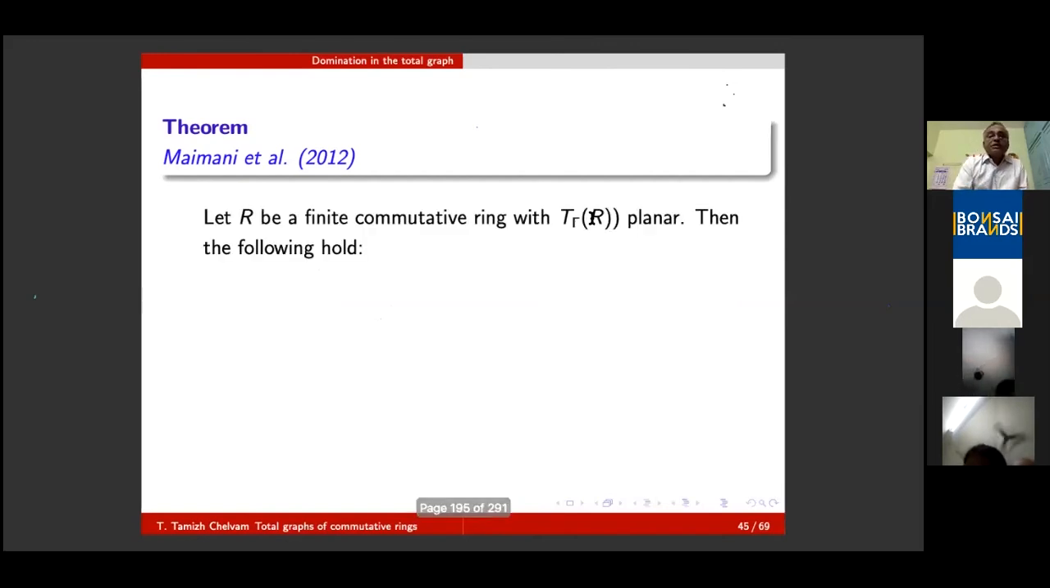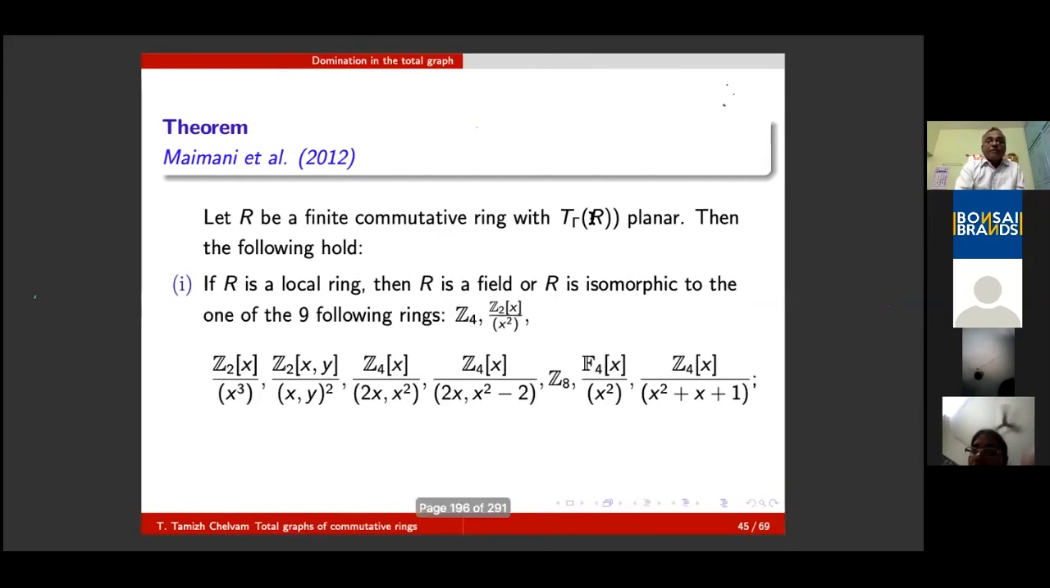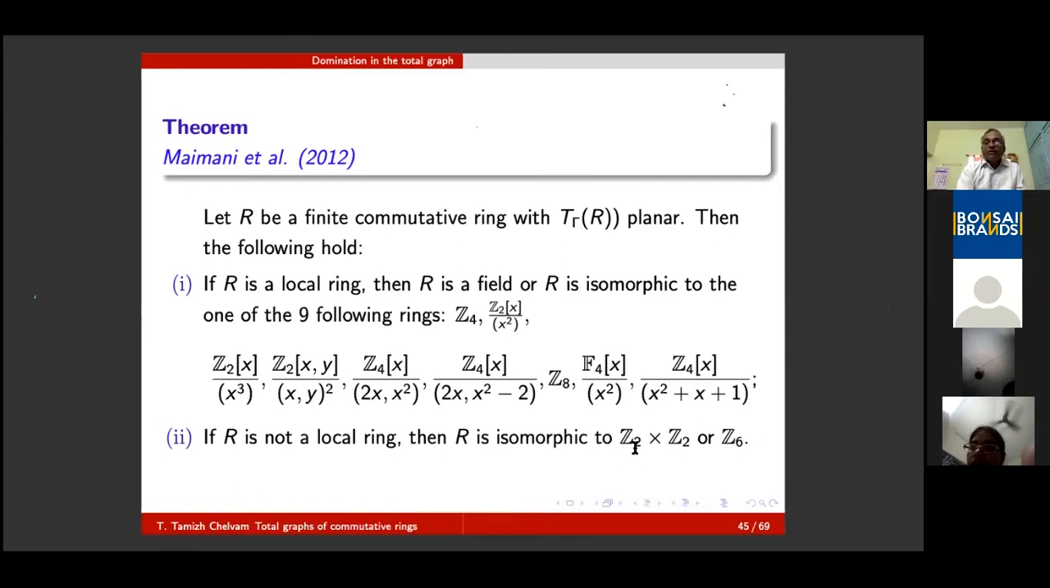As I mentioned earlier, Maimani et al., 2012, Rocky Mountain Journal of Mathematics: R is a commutative ring, and the total graph T gamma of R is planar. Then R is one among the following. Of course, you see there are only 9 rings in the case of local. In the case of non-local, there are only 2 rings. So when this is planar, R is one of the 11 cases only.